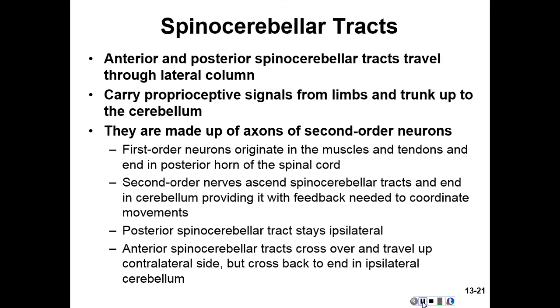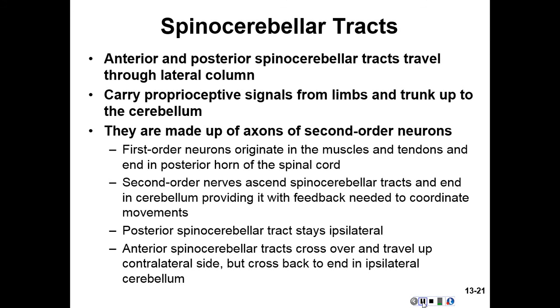Alright, so it has axons that deal with your second order neurons. Now the first order neurons originate in the muscles and your tendons. They're going to end in the posterior horn, coming from the muscles in the periphery by way of the dorsal root ganglion into the posterior horn. There they form a synapse with this spinocerebellar tract. So it's going to go to the cerebellum, providing it with feedback to coordinate movement. Now remember, the cerebellum's main job is posture, balance, and movement.